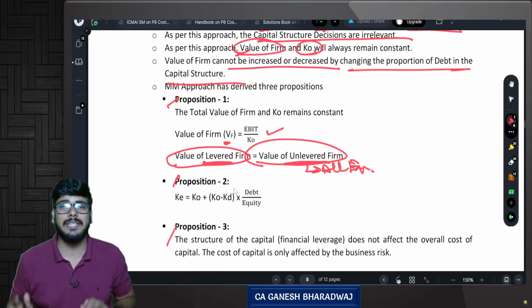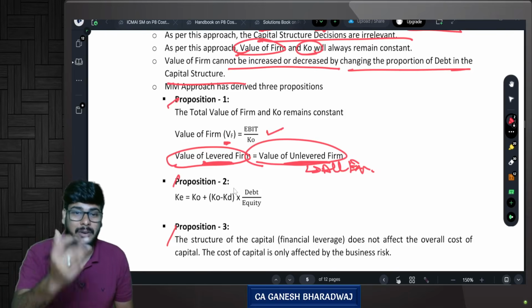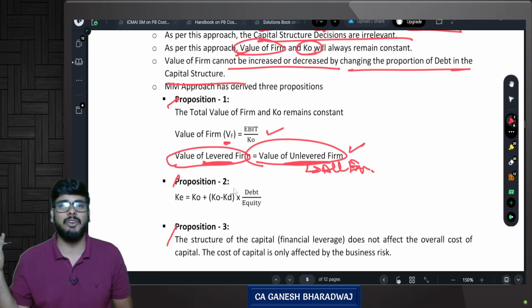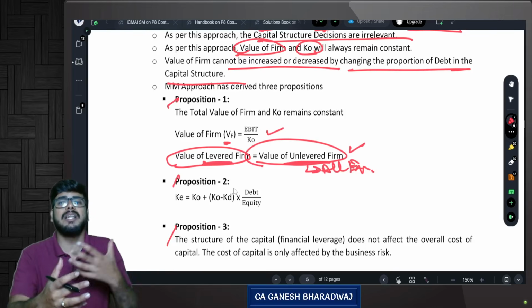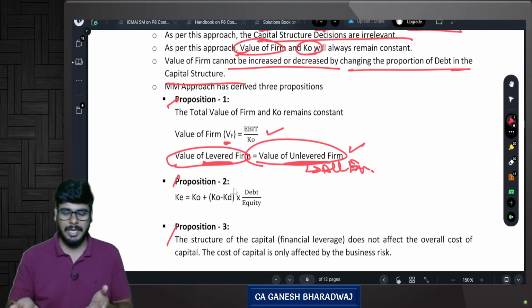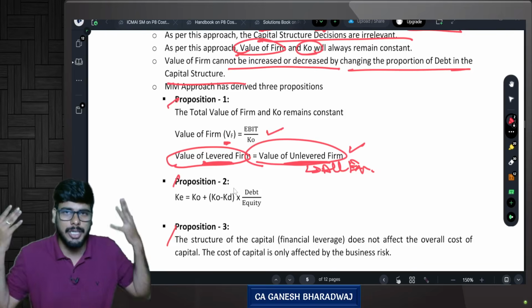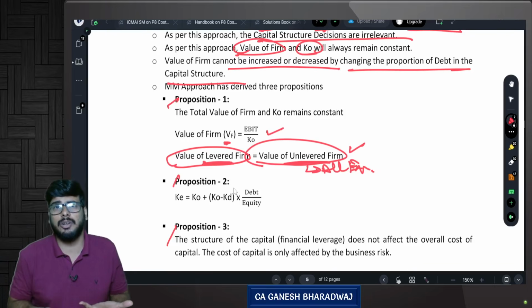So that's why he's saying the value of a levered firm is always equal to the value of an unlevered firm. Or in other words, the value of the firm is always the same irrespective of the source of your finance. That is the first proposition he's saying. As if we don't know this. We know this already, right?